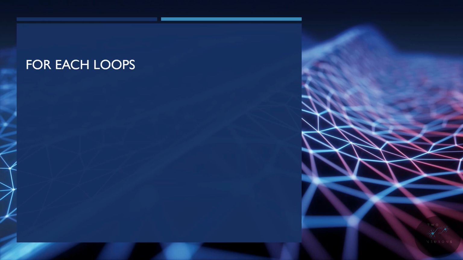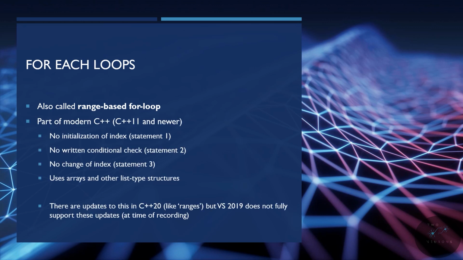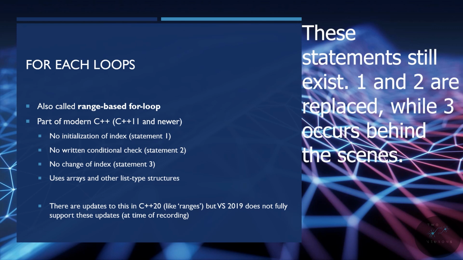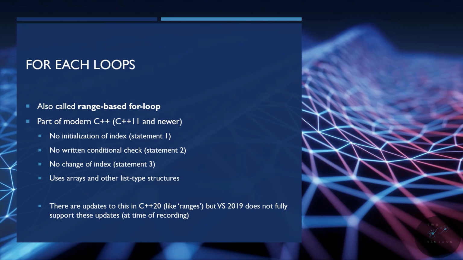Next, we have a special loop known as a for each loop. This is also called a range-based for loop. It is originally from Java, however, it was ported over to C++ in C++11. It is still around in newer versions of C++. The key differences are there are no initialization statements, so we don't have statement 1. There's no written conditional check, statement 2, and there's no change of the index after the loop is executed, so there's no statement 3. It uses arrays and other structures, such as vector and list types.